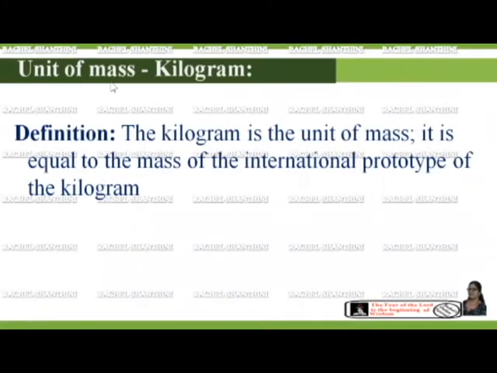Next one, unit of mass. The unit of mass is kilogram. Definition. The kilogram is the unit of mass. It is equal to the mass of the international prototype of the kilogram. Let us see this in detail.